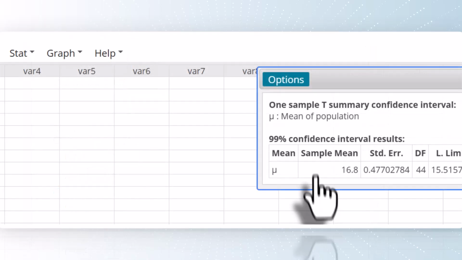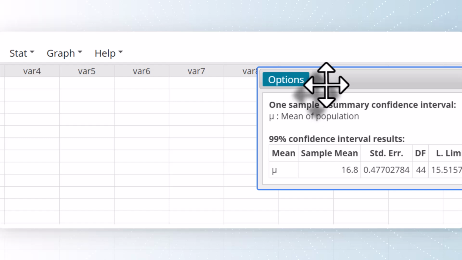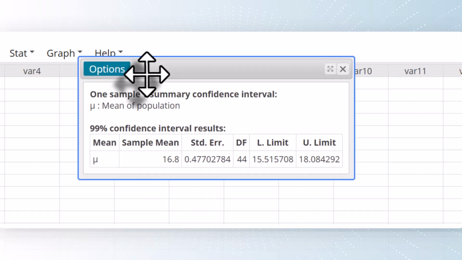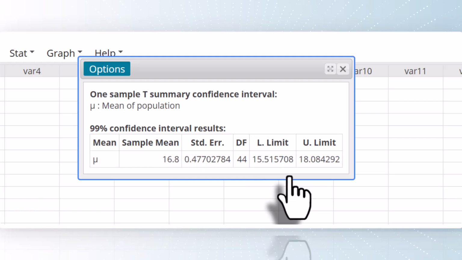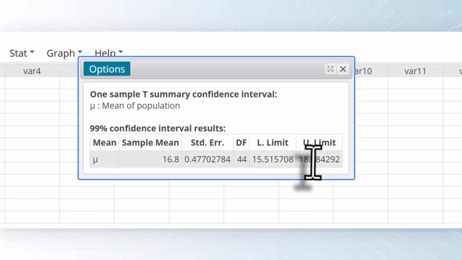So if I hit compute, guys, this is the interval I get. If he asks, the mean is between 15.5 pounds and 18.08 pounds. If he asks you to interpret the answer, you say with 99% confidence, we can say that the true mean weight of a carry-on luggage is between 15.5 pounds and 18.08 pounds.